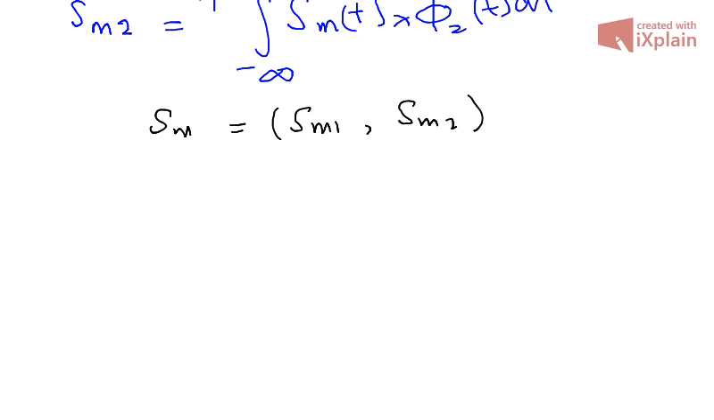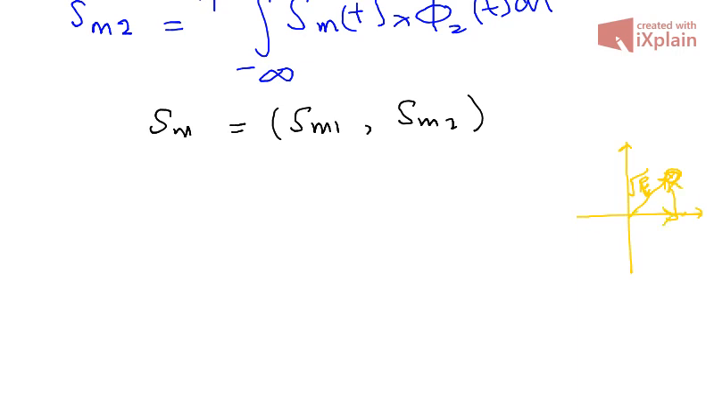Using the constellation diagram, if we are interested in finding the energy of the signal for a point which is here, it follows from the Pythagoras theorem. This distance is the square root of the energy, so the energy is the square.